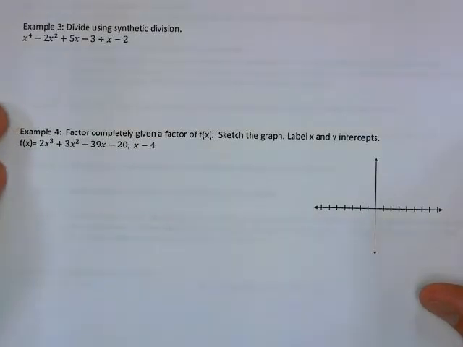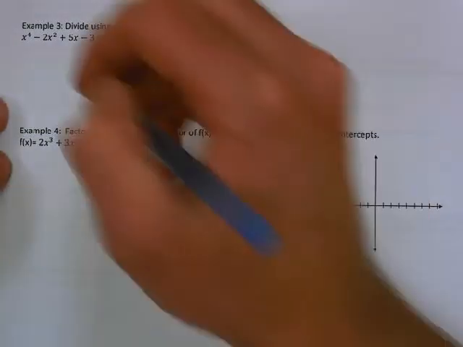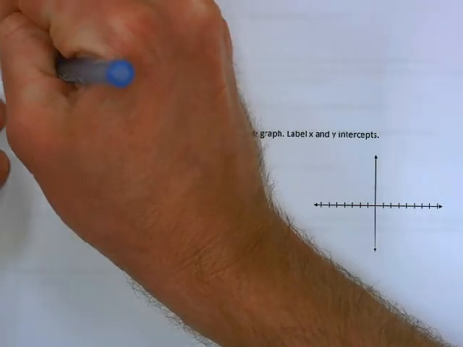All right, so one more, just practicing using the synthetic division. So first thing we want to do is set it up. So let's see, I got to have my box, and then what goes in the box? Well, x minus 2 is my factor, so then a positive 2 goes in the box.